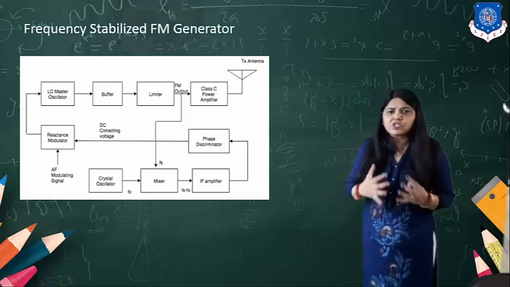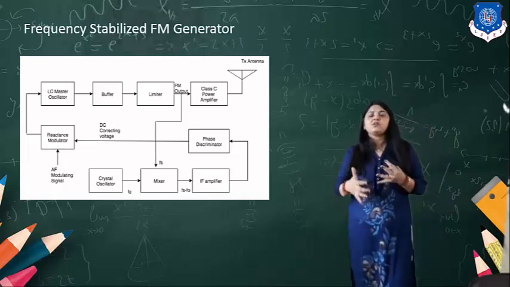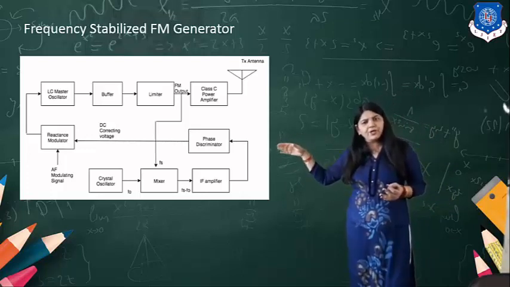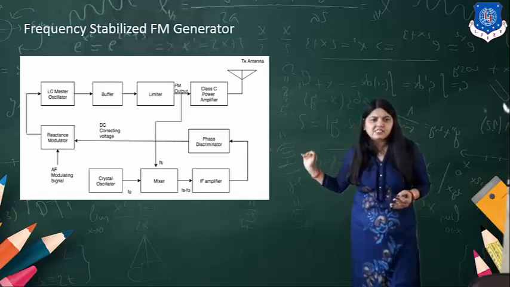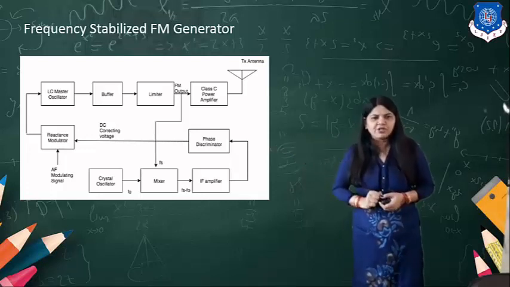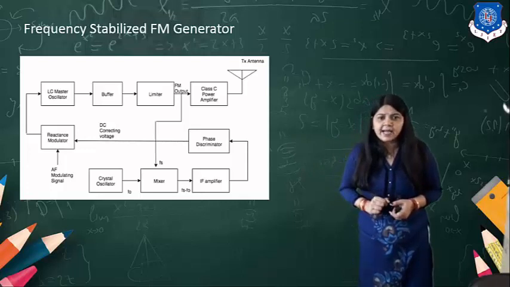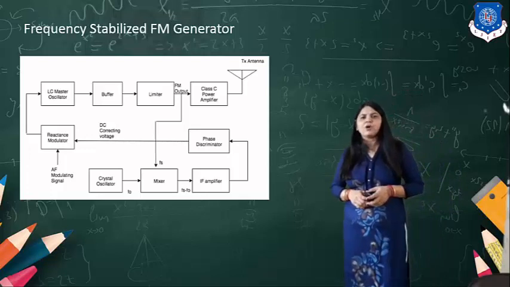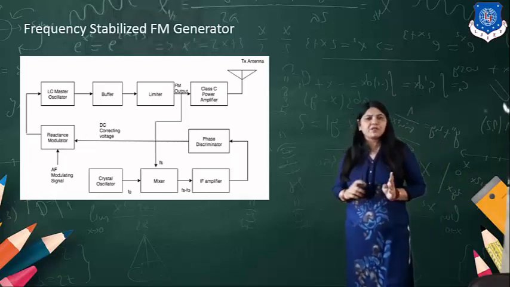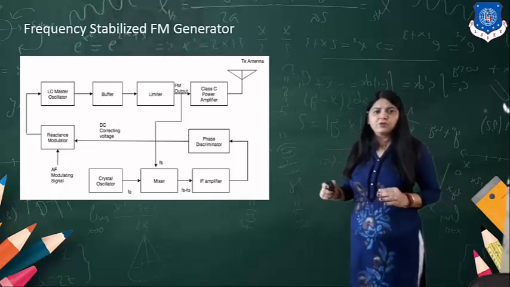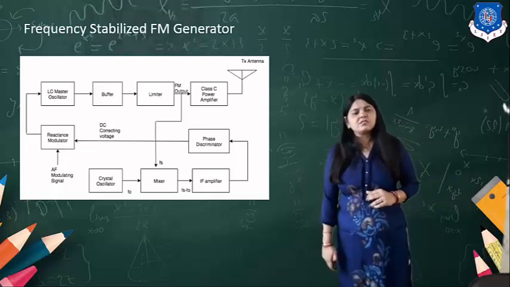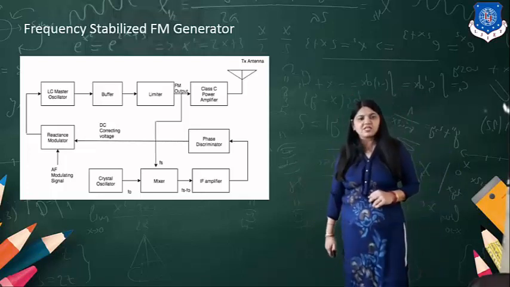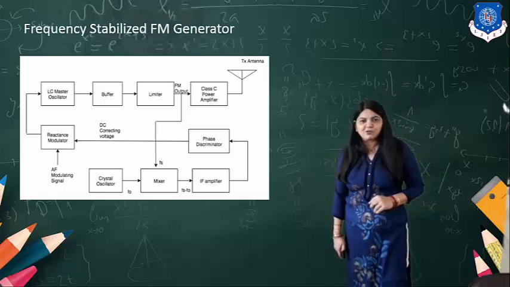According to the change in the frequency drift, the phase discriminator will produce an output, and it is given to the reactance modulator. So we can say that the phase discriminator output depends on the sum or the difference output produced by the mixer. This way the frequency stabilized FM generator produces the output.